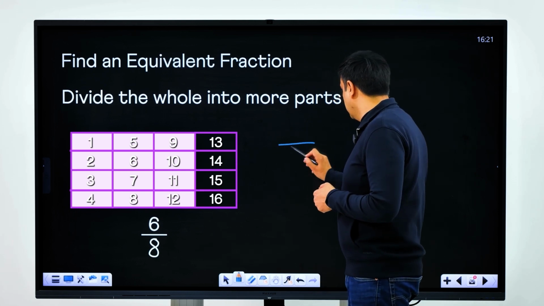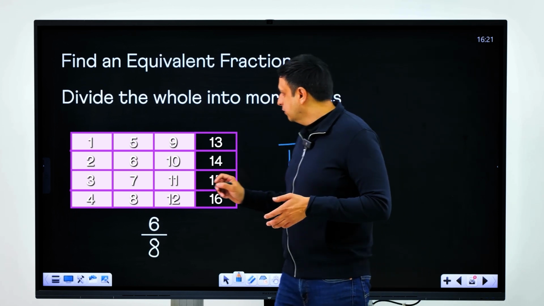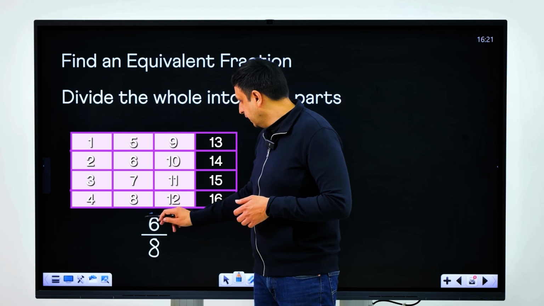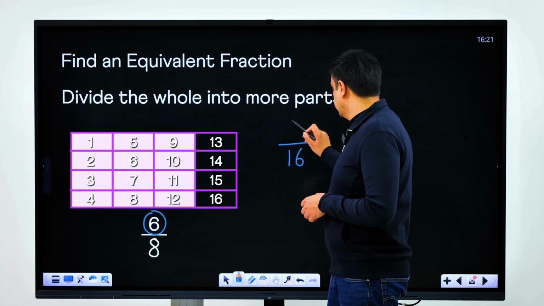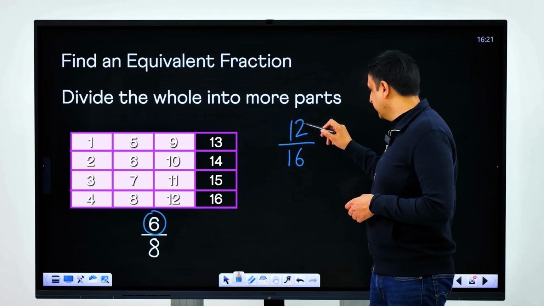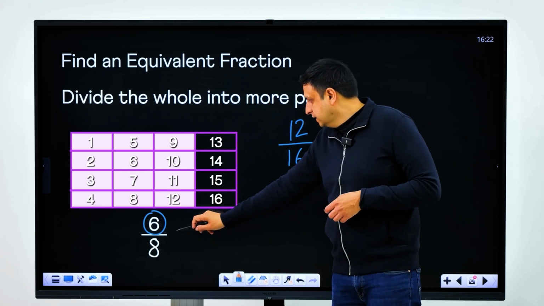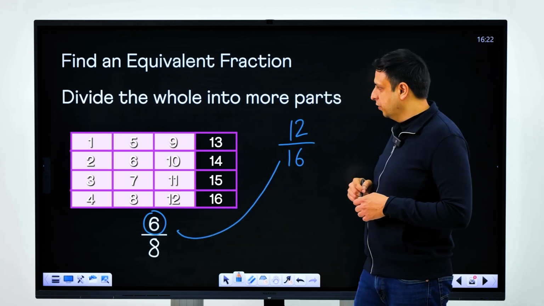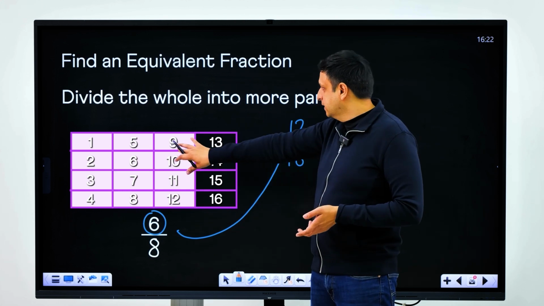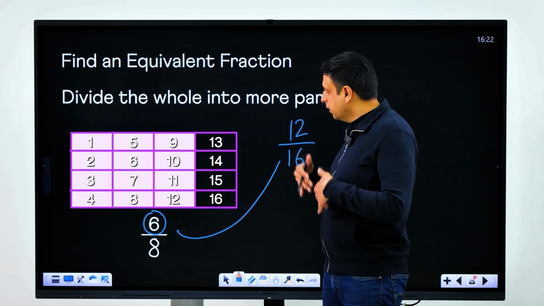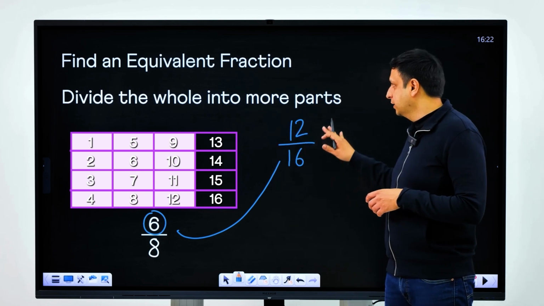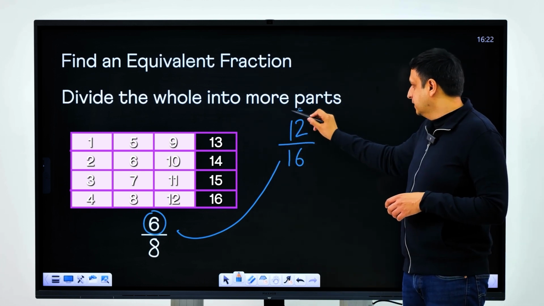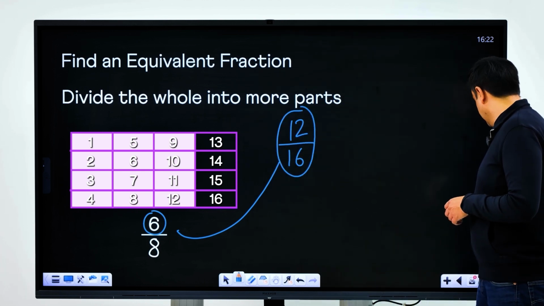So our denominator will be 16. And how many of the parts are shaded? So earlier we had 6 shaded parts. Now we will have 12 shaded parts. So the numerator will be 12. So we'll get 12 over 16 as the equivalent fraction for 6 over 8. You could of course divide this into even more parts, but we just had to find one possible equivalent fraction with more parts, and in this case that's 12 over 16.